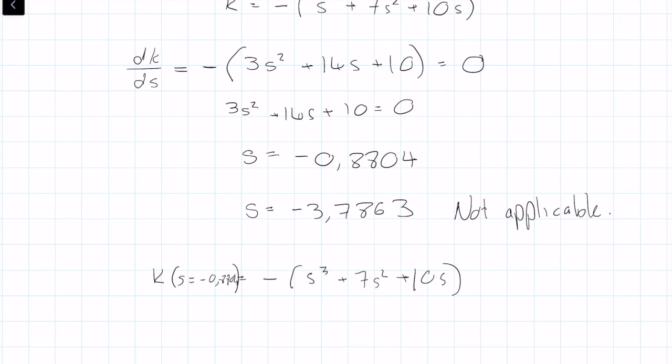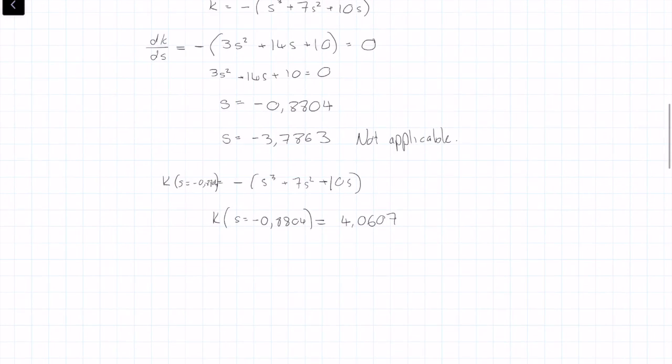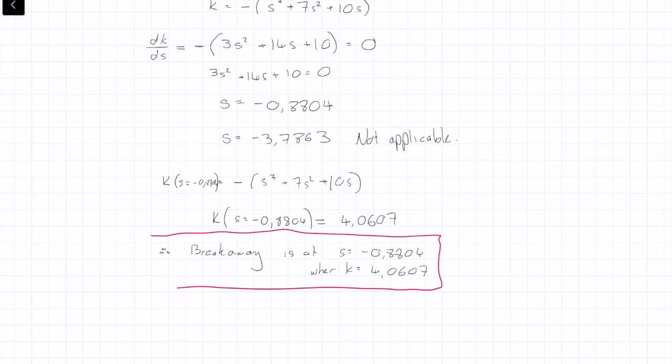That is a 10, and we get that k at s equals minus 0.8804 is equal to 4.0607. Okay, so to summarize, therefore our breakaway point is at s equals minus 0.8804, where k equals 4.0607. Okay, and let's put a nice block around that so we don't lose it. Okay, so that's an important point right there.